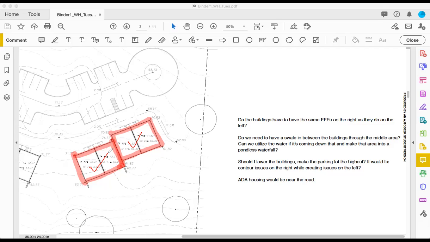Should I lower the buildings, make the parking lot the highest? Not really, because you have the curb. The parking lot drainage is taken care of by the curbs. The curbs serve as collectors. The curb helps you collect the water to the DI. And the relationship between the top of the curb and your building has to be positive drainage, meaning this is definitely higher than that.